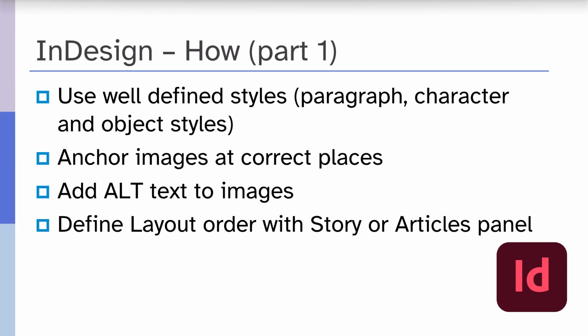Then generally, designers do not include images within their story flow or the text frame flow, because of which images are not placed at the correct places, and their alt text is not included with the images. We'll see how we can anchor the images within the text, and we can add alt text to the images. Then we can also see there are different ways of defining the content order within InDesign. There are two ways to do that. One is layout order using stories, and another one is the article panel. Article panel is useful when we have a more complicated structure or design in the InDesign document.